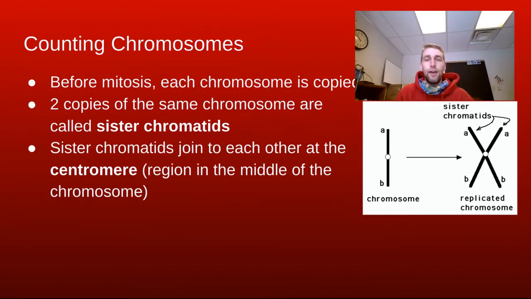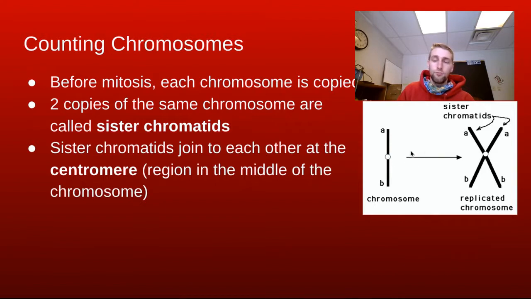An important skill to have is counting chromosomes. That's important because we want to make sure that each cell has the right number of chromosomes, and you want to be able to tell by looking at a cell which chromosomes are present and how many it has. The easiest way to do that is by counting centromeres.